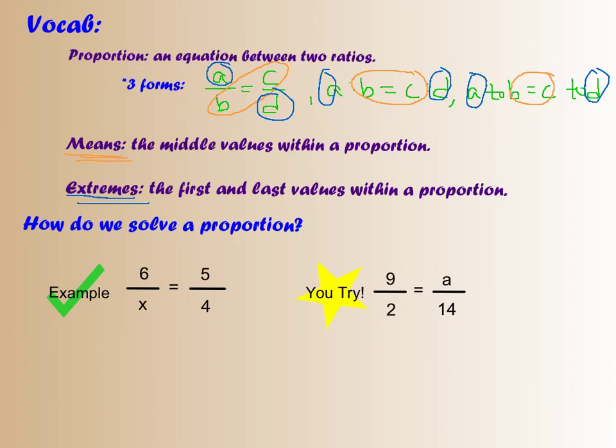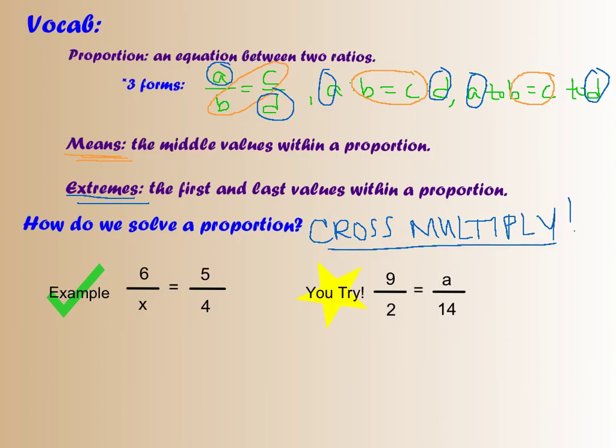And then the one last thing we're going to talk about is how we solve a proportion. We're always going to solve a proportion by cross-multiplying. Always cross-multiply to solve a proportion. So let's go through this first example. I'm going to cross-multiply. Get 6 times 4 is 24. 5 times x is 5x.